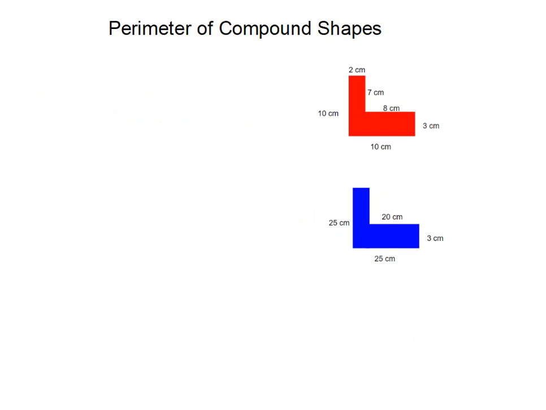Let's look now at the perimeter of compound shapes. So a compound shape is just a shape that's made up of multiple shapes. And for now, we're going to focus on rectangles. So let's have a look at this one here. Let's see here. We can do our example. So this would be example 3, I guess, is where we're at.